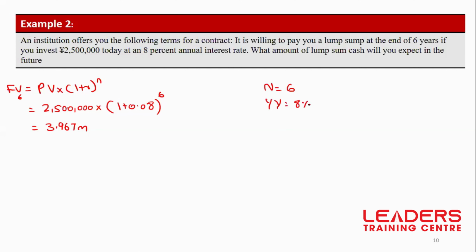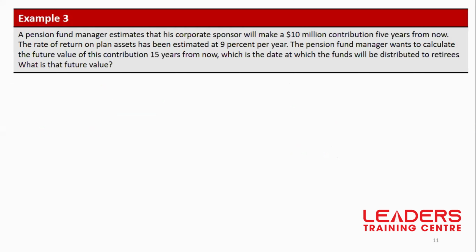Alternatively, we would say n is 6. Interest rate is 8%. The present value is minus 2.5 million. Payment would be 0. You just simply compute the future value and you get this answer. That's how you actually answer example 2. Let's look at example 3.